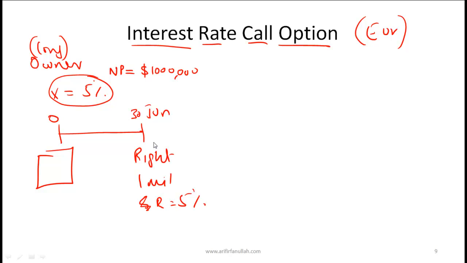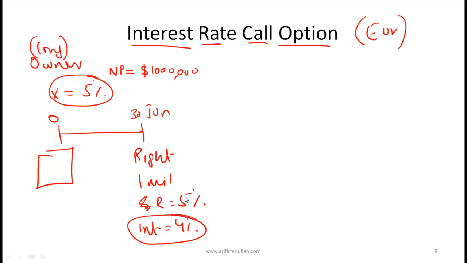Now obviously, when we come to 30th June, let's say that the interest rate on this date is 4%. So notice that the interest rate here is less than the exercise price. Then the option will expire worthless, because the owner of the option can go and borrow the $1 million at the market rate of 4%. However, if the market rate of interest is 6%, then the owner of this option will exercise the option and borrow the $1 million at the strike rate of 5%.